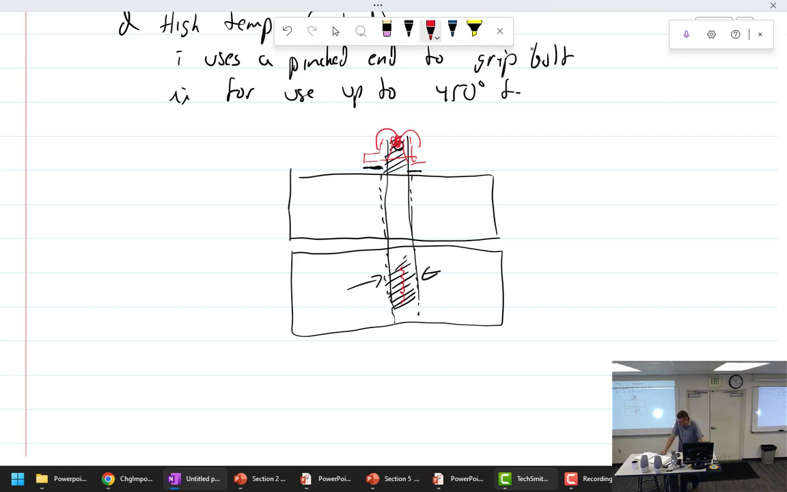Cover all that. Let me see. Castellated nut, cotter pinned, used on items subject to rotation. All right, let's take a break.